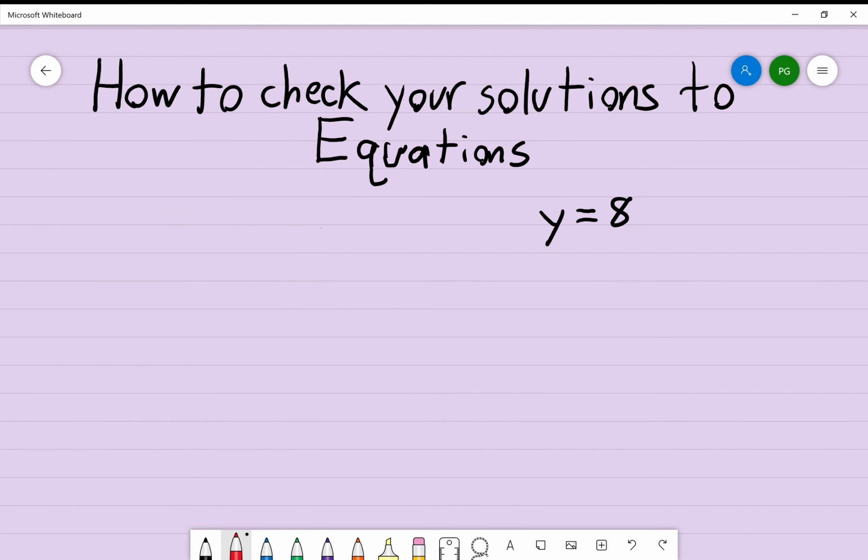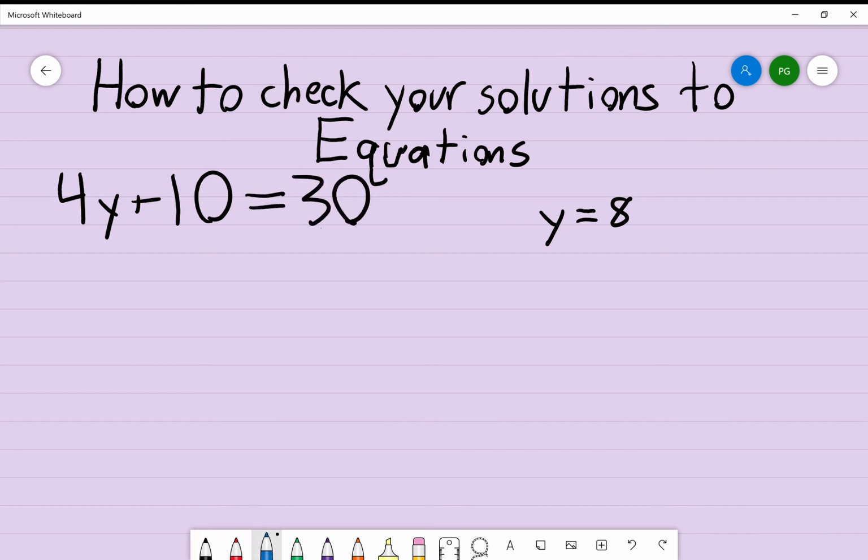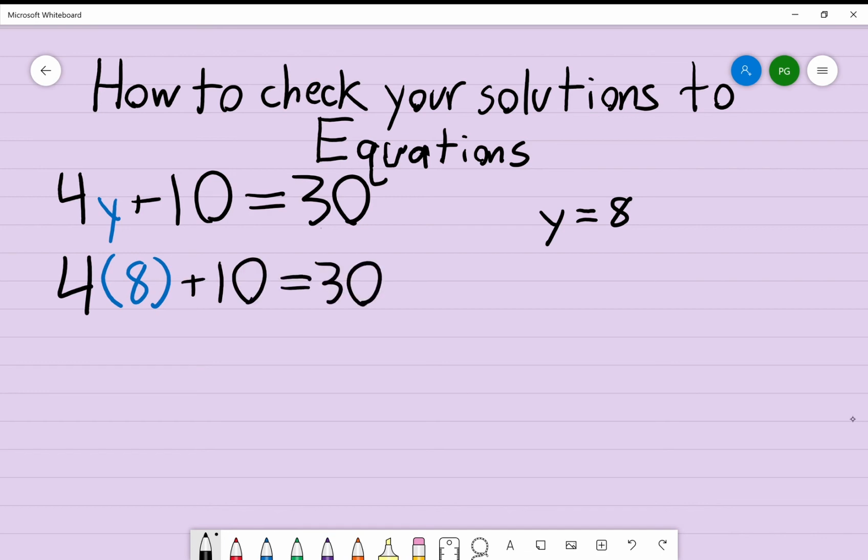Let's say I go back to my original equation. My original equation has 4y plus 10 equals 30. What I could have done is I could have identified the y and then plugged in 8 for y. So let's go ahead and give it a try. I could have also done 4, and then I'm replacing the y with 8, remember those parentheses, plus 10 equals 30. Okay, remember PEMDAS.